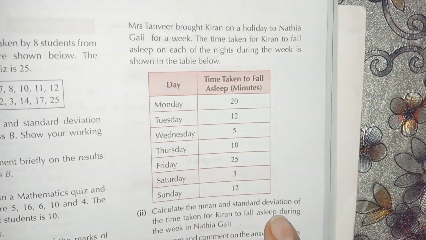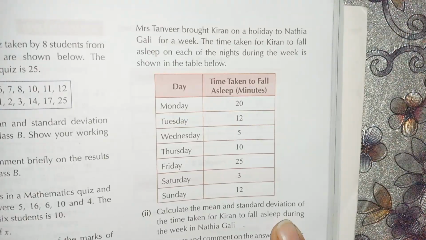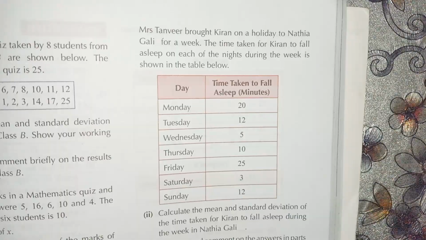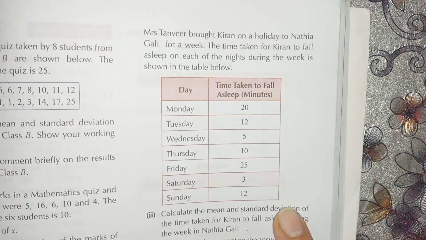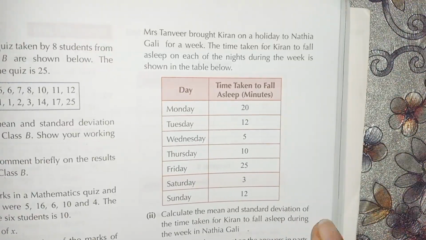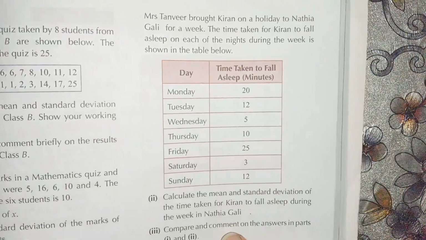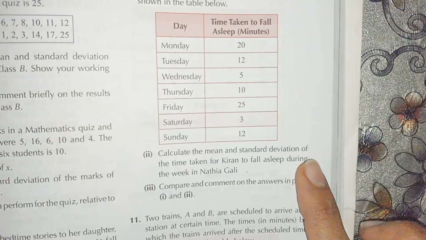Now the next part of this question: Mrs. Tanveer brought Kiran on a holiday to Nathia Gali for a week. The time taken for Kiran to fall asleep on each of the nights during the week is shown in the table below. Now the place is changed, and the next data is this one. Calculate the mean and standard deviation of the time taken for Kiran to fall asleep during the week in Nathia Gali.